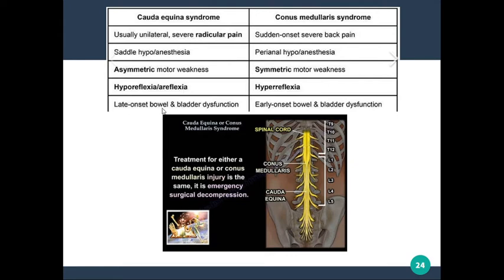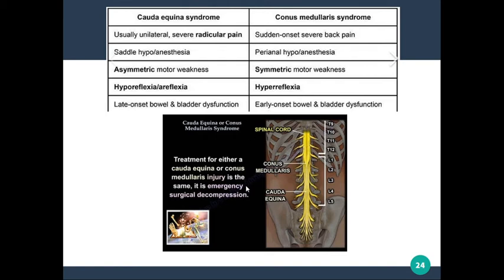And there is late onset bowel and bladder dysfunction, whilst in conus medullaris we have sudden onset severe back pain with perianal hypoesthesia. There is symmetrical motor weakness. There is, in this case, hyperreflexia because it is upper motor neuron. And there is early onset of bowel and bladder dysfunction.